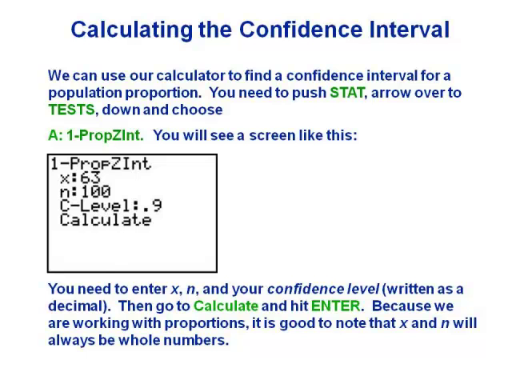So it'll say x. x is the number of people in the group that you're looking at. n is the total number in the whole sample. So x is the group that said a particular thing. n is the whole sample size that you looked at. And then the confidence level goes in as a decimal. And then you take your cursor down to calculate and hit enter to run the program.